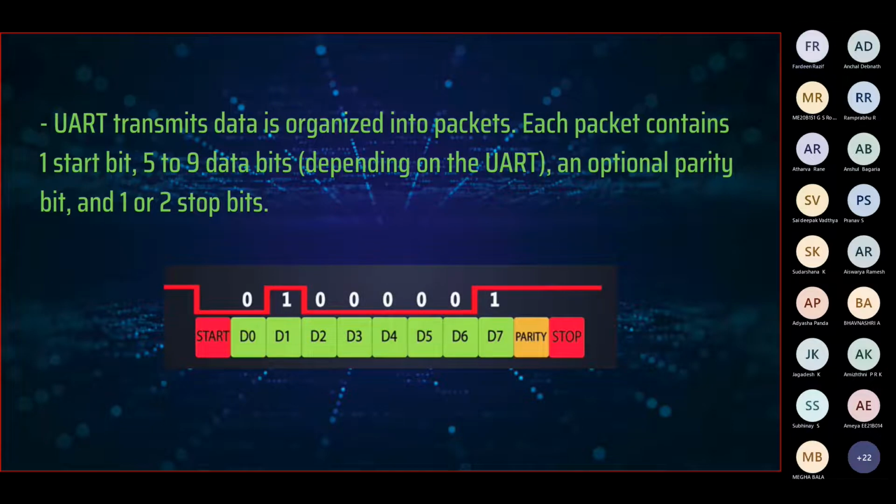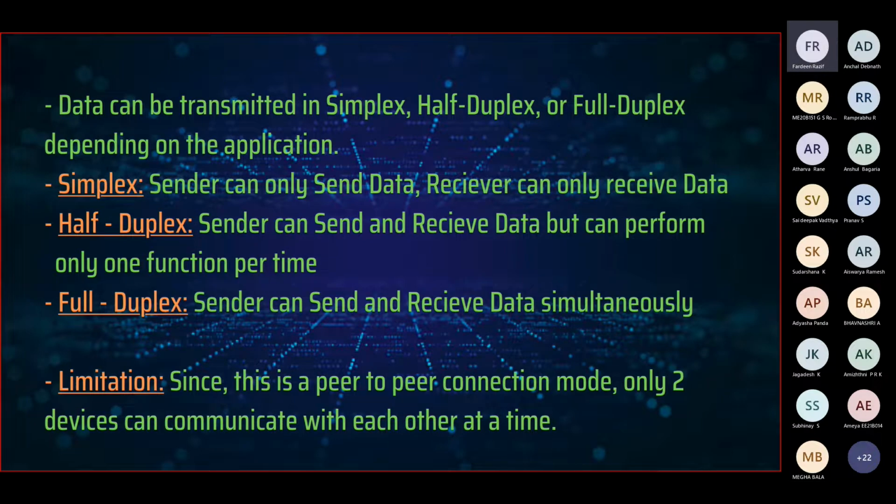One last thing about data transmission is there are three main modes of transmission: simplex, half duplex and full duplex. In simplex mode, as you can read, the sender can send data and the receiver can receive data. That's it, the sender cannot receive data. That's the main disadvantage of simplex mode. While in half duplex, the sender can send data and receive data, but it can't do both of them simultaneously.